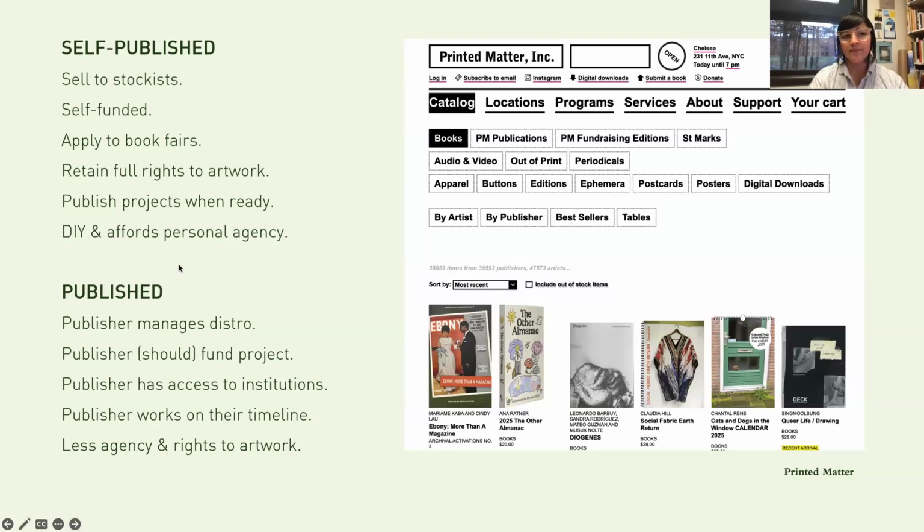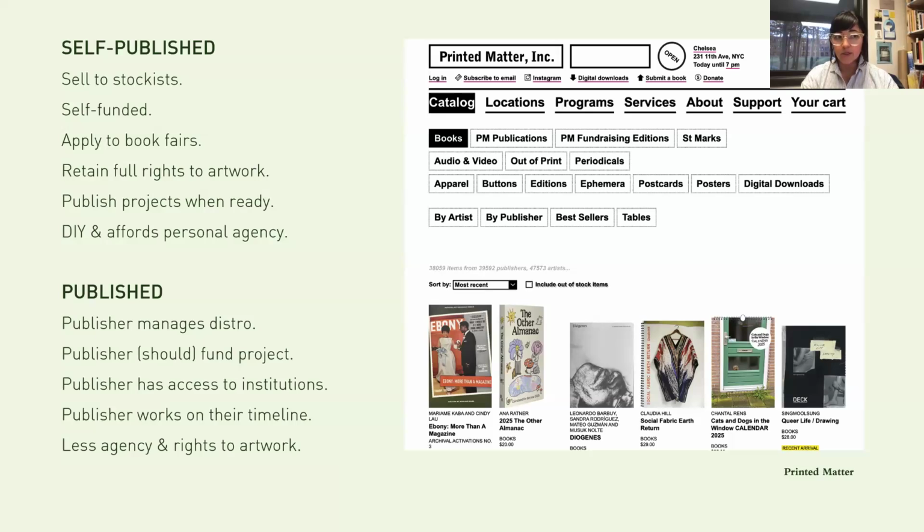If you're going to self-publish, you sell to stockists. That's one of the primary ways that you sell your work. Stockists include bookshops, sometimes galleries, places that want to purchase artist books or books within small press communities. They're going to either purchase them upfront wholesale, or put them on consignment, meaning you're not paid right away. You're paid either quarterly or later, or sometimes never. We can talk about the ethics of that later. But it means you are directly dealing with the money aspect of how your work is distributed through stocking with booksellers.